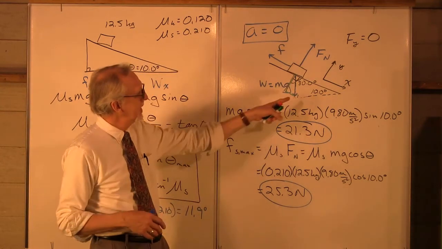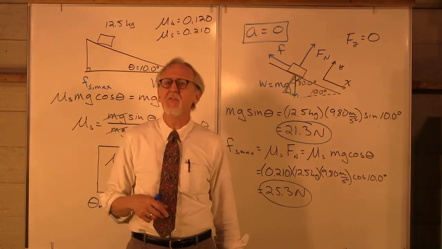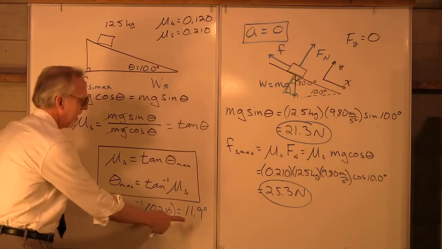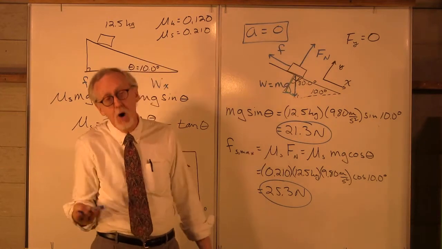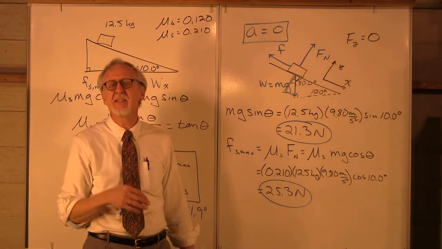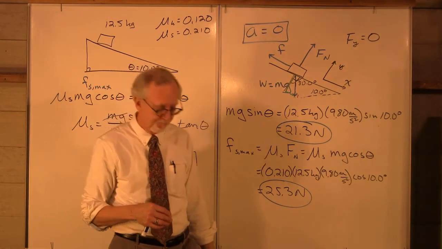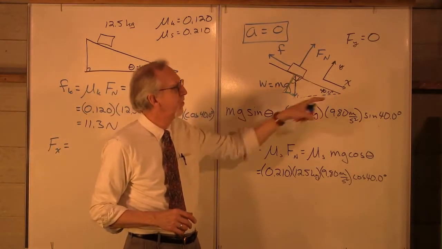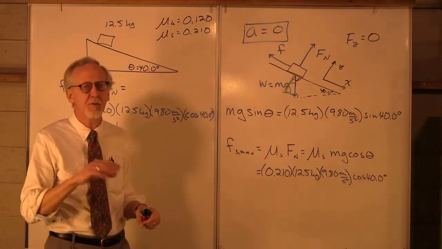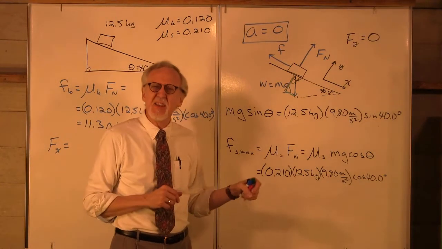What we need to do is, let's try looking at an angle that's larger than 11.9 degrees and see what happens in that case. Well, we know what's going to happen, we know it's going to slide, but let's go through it and verify that. Let's imagine we've now increased our angle to 40 degrees. So rather than 10 degrees, 40 degrees. What do we get in this case?